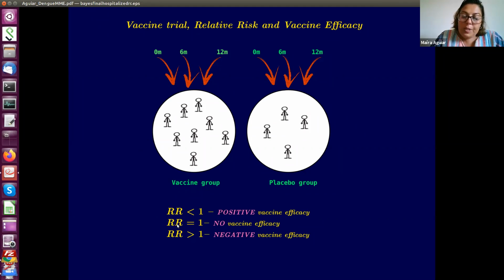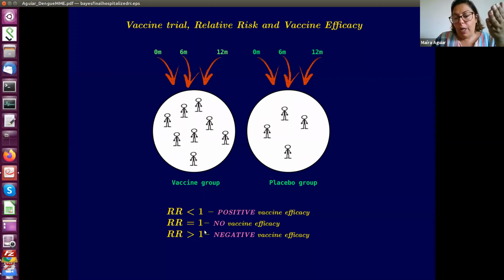When the relative risk is equal to 1, there is no vaccine efficacy. So the vaccine is not good or not bad, okay? For the Sanofi dengue vaccine, the vaccine was given in 3 doses at months 0, 6, and 12. The group size for the vaccine group was twice the size of the placebo group. And after following them for 4 years, they checked the value of the relative risk.